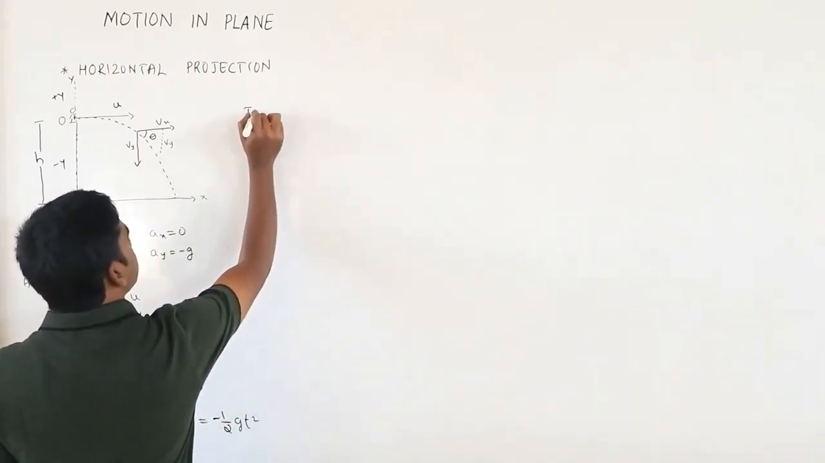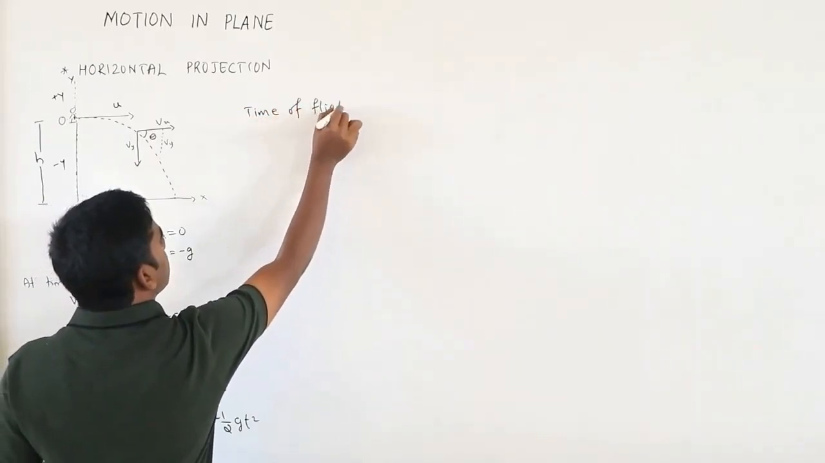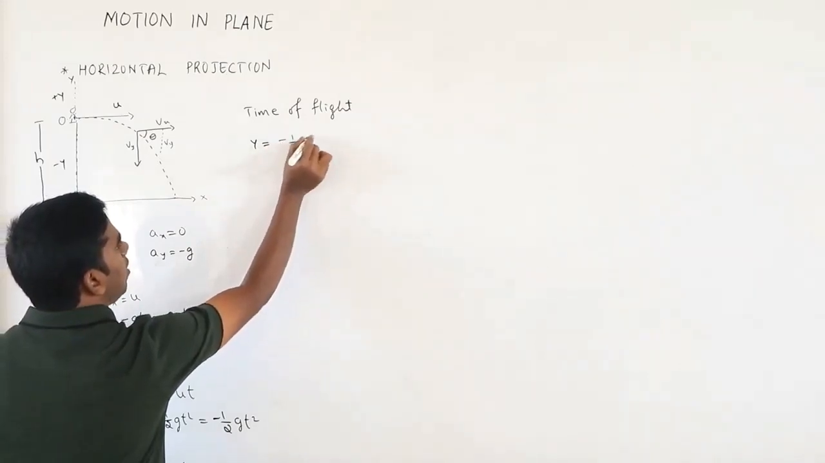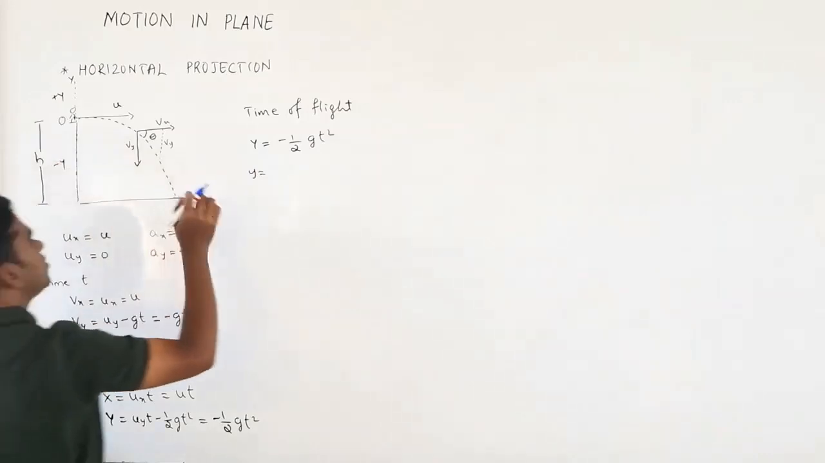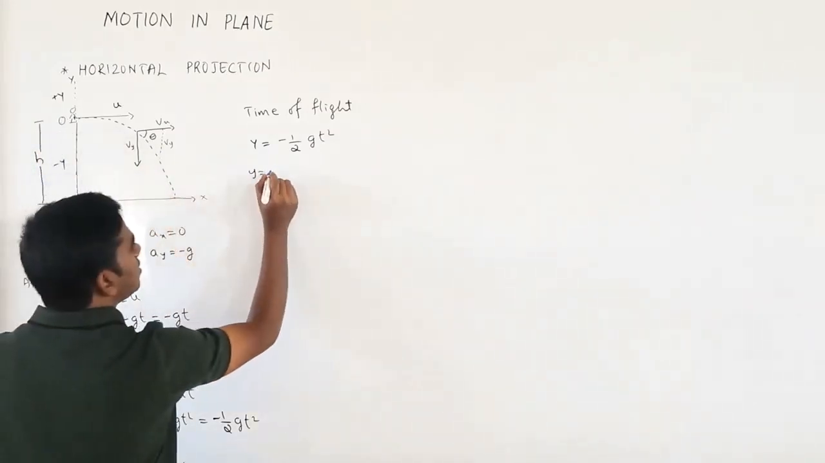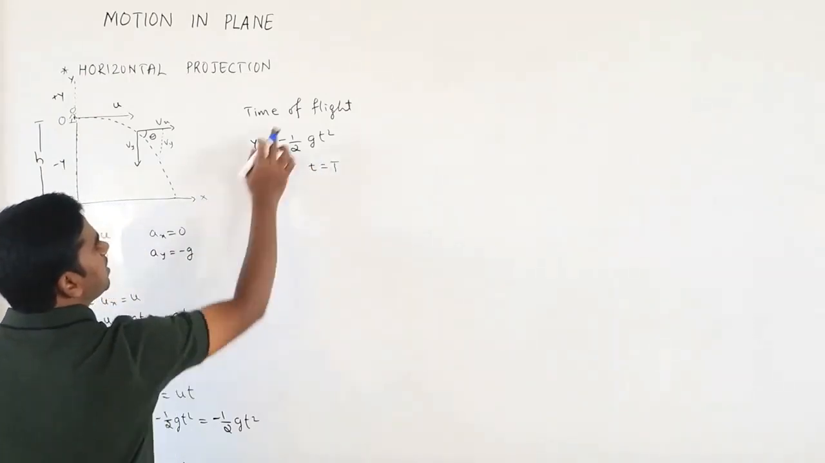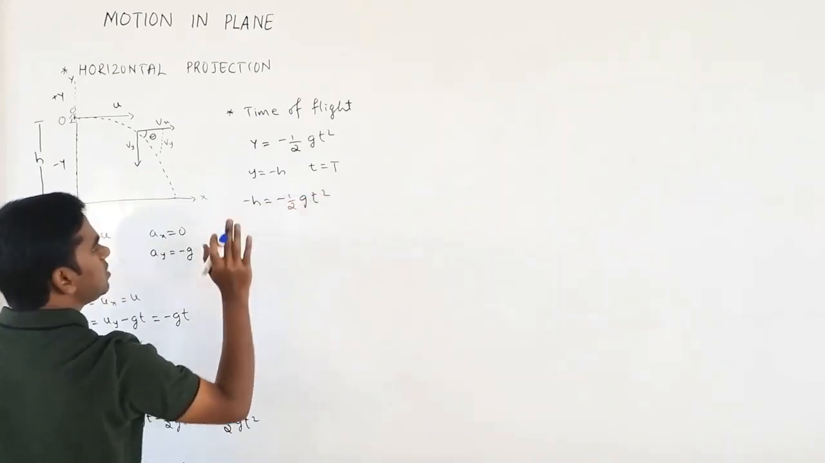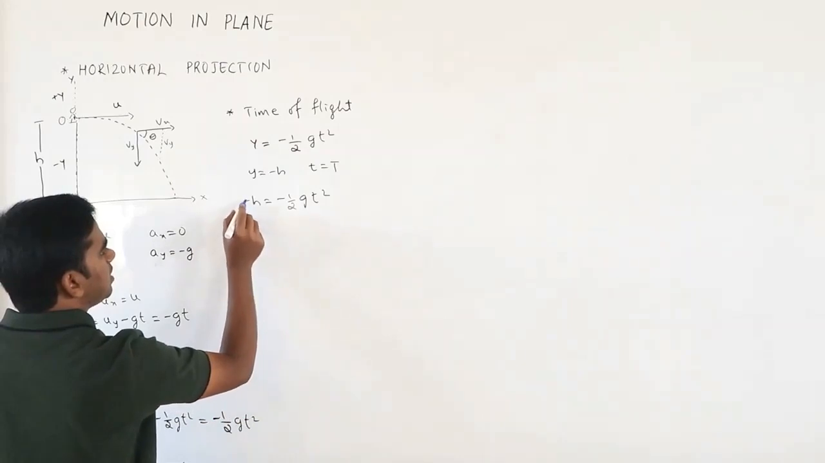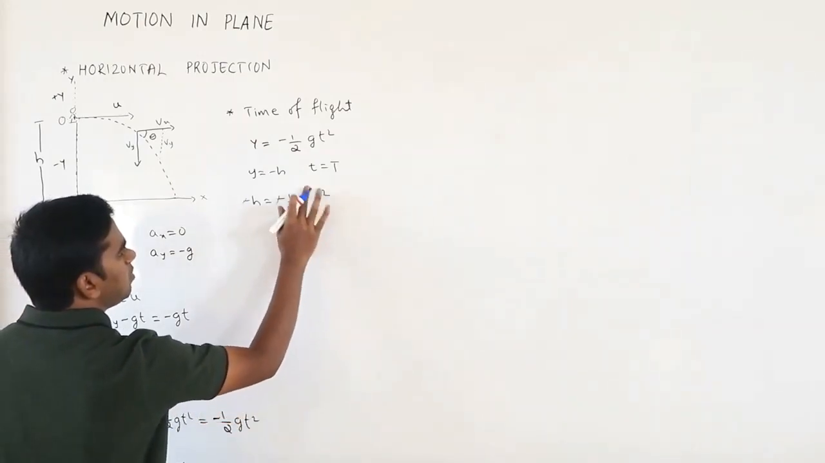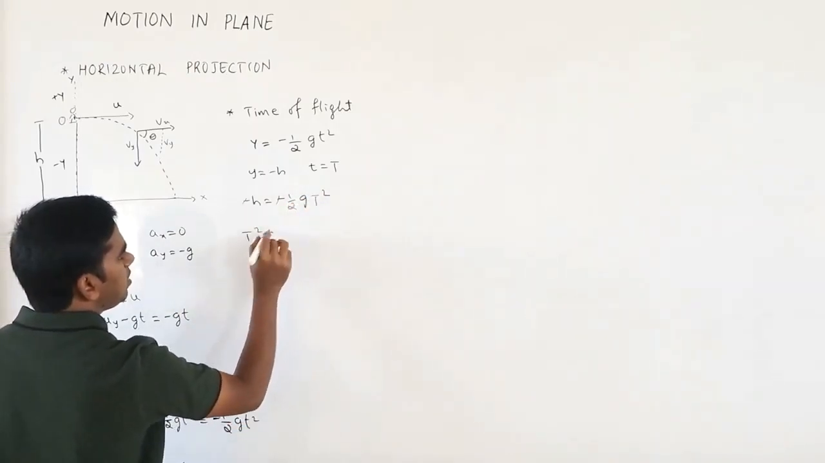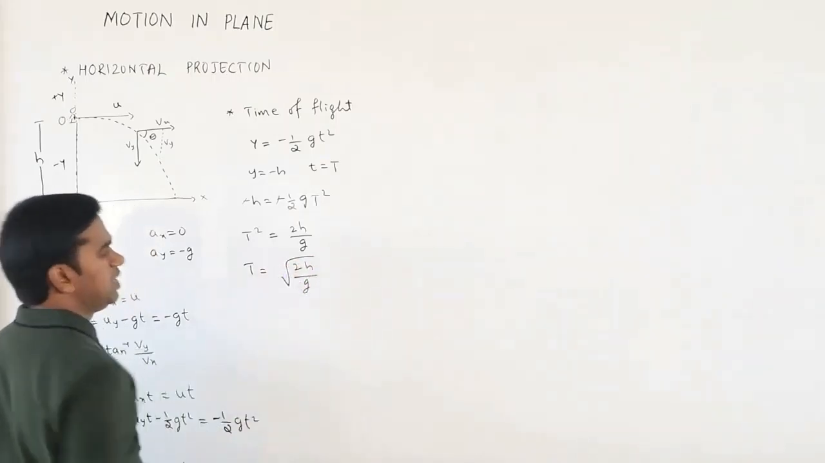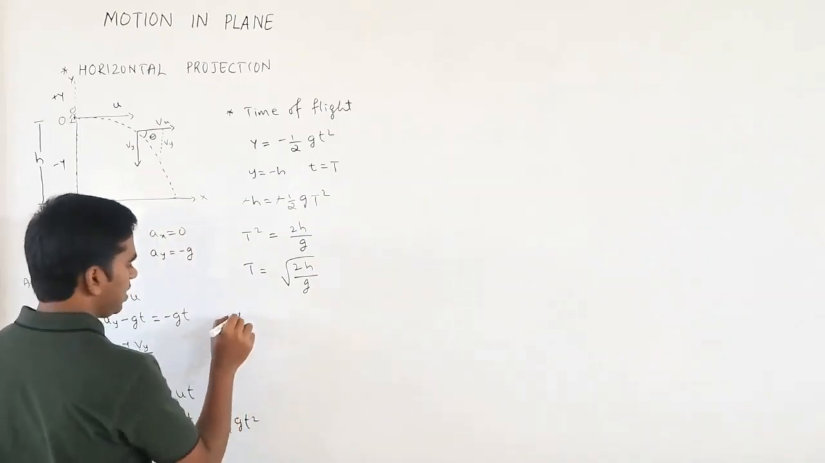So what will be the time of flight? With the help of this equation, y equals minus half g t square. What is y? Y is minus h, because along the negative axis you can take y as minus h, and t you can take as capital T, that is the time of flight. So minus h equals minus half g T square. We have discussed this in our last class also, but we can just go through it once again. This negative will get cancelled. So T square equals, this 2 will come here, 2h divided by g. So T equals root of 2h by g. So similarly, range.